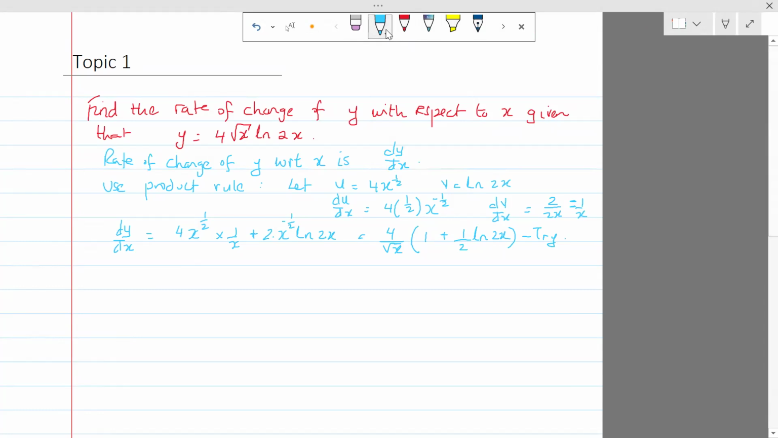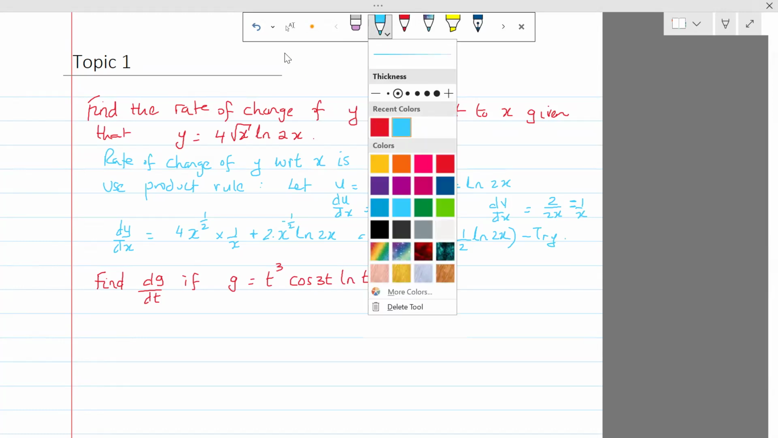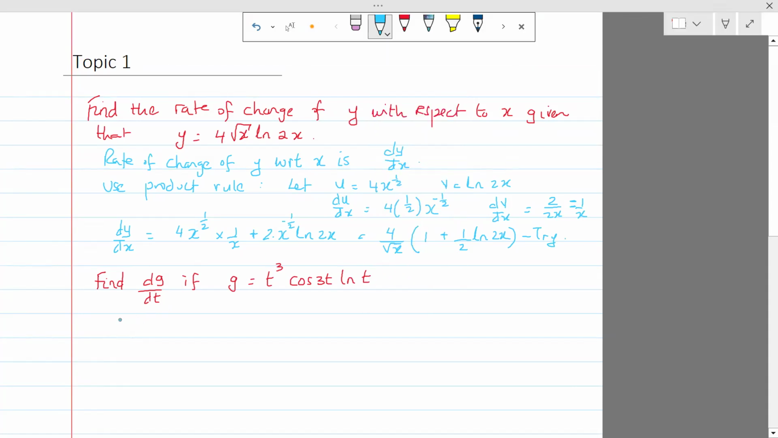Now, another example. Find dg by dt if g equals t cubed cos of 3t and then ln t. How are we going to do this? Same as before, we are going to use the product rule. You can see that we have three functions here involving t: t cubed, cos, and then ln. So first of all, we say let u equal t cubed cos of 3t, and v equals ln t.